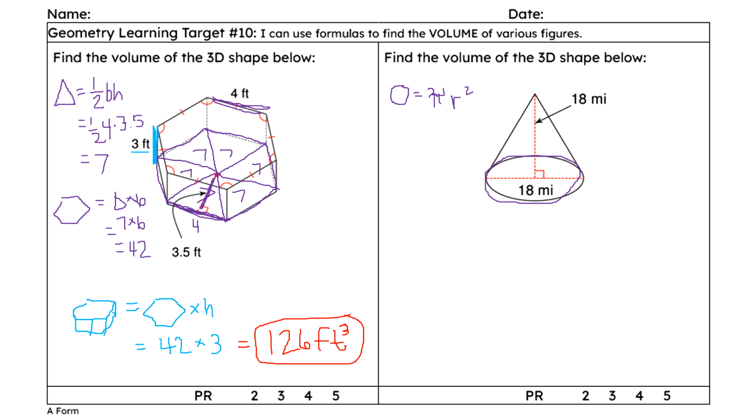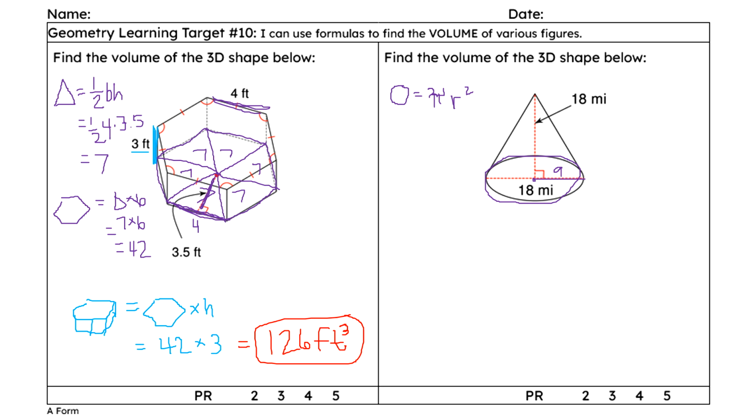Now the radius is not 18. That's the diameter. That's the full distance across the circle from the middle. So right here, this is your radius. Radius is the distance from the center of the circle to any point on the outside. It is half the diameter. So if the diameter is 18, then that radius is going to be 9.